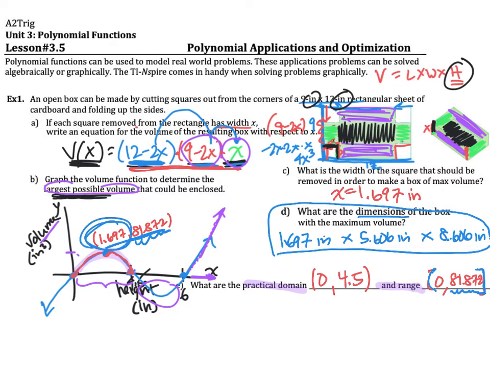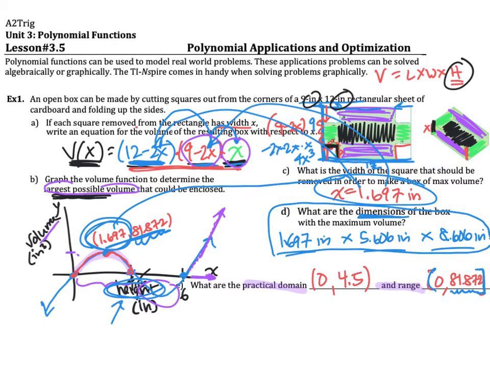This value right here is the width of the square to be removed in order for the box to have a maximum value. Or in other words, that's also the height, right? So we could have said it's the height or it's the width of the square that we are removing. It's going to be 1.697 inches by 1.697 inches. And then what are the dimensions? Well, you have to take this number and plug it into x, and plug it into x, to get your 3 dimensions. I already calculated that, and you should go ahead and try it because you're going to have to do that on your own on an assessment. So you should pause, practice that, and see if you're getting the same answers.